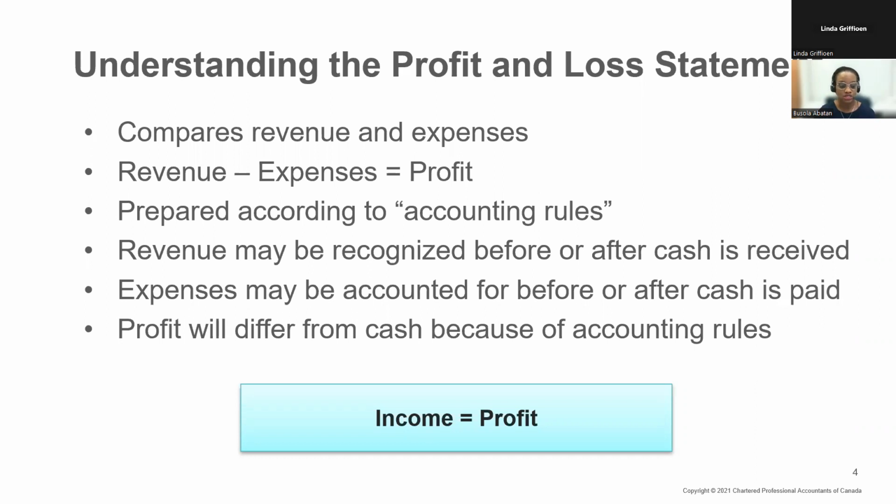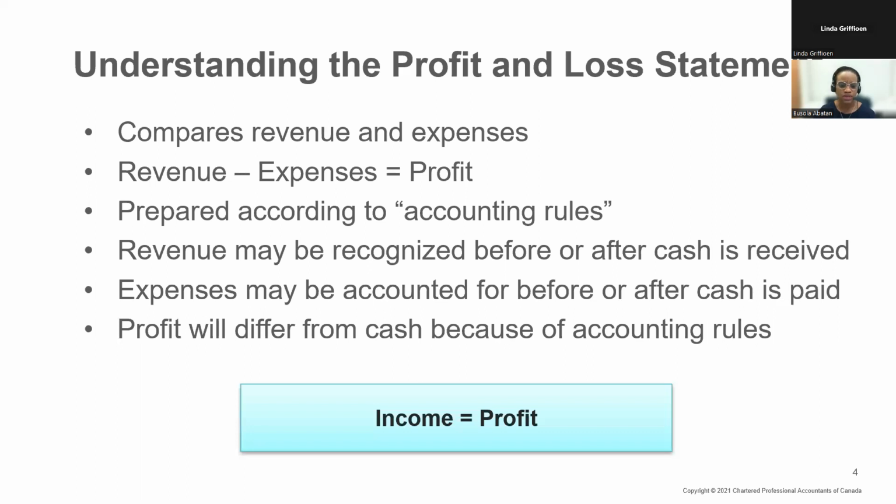Now, the profit and loss statements are prepared according to accounting rules. And accounting rules require that revenue be recognized at the time that the activity took place that resulted in the revenue, not necessarily when you receive the cash. The same thing applies for expenses.